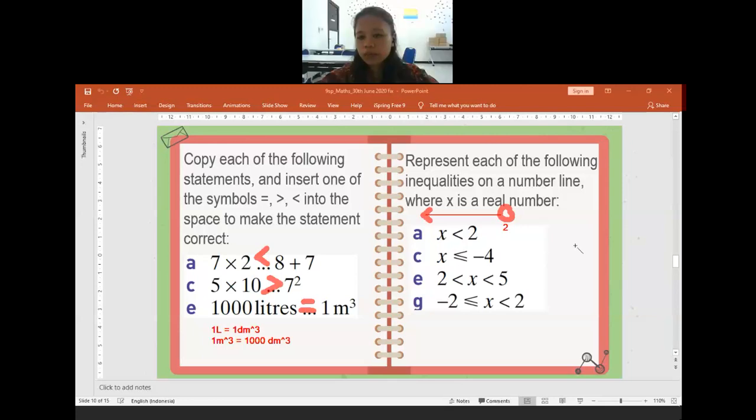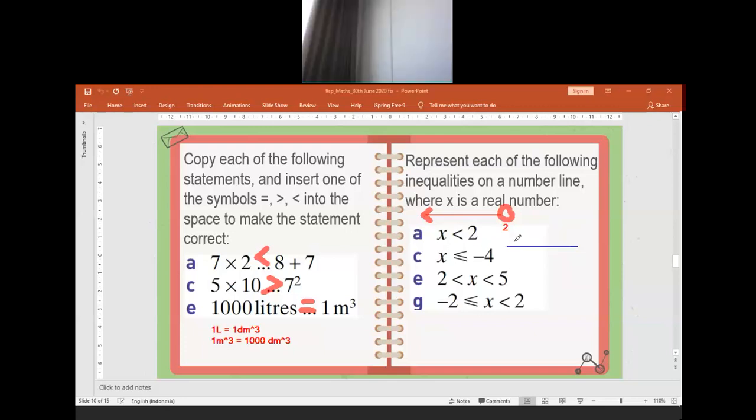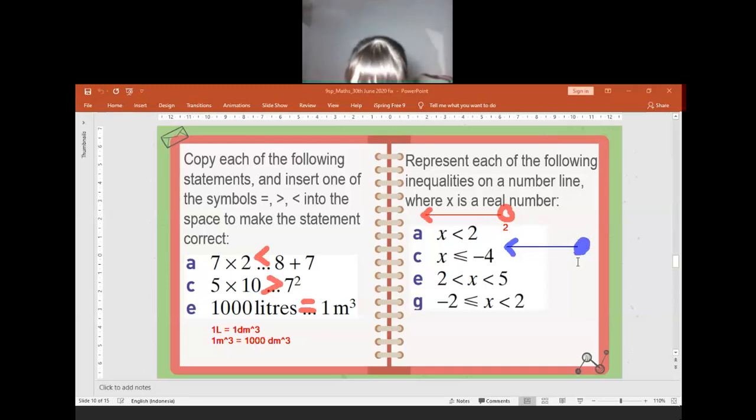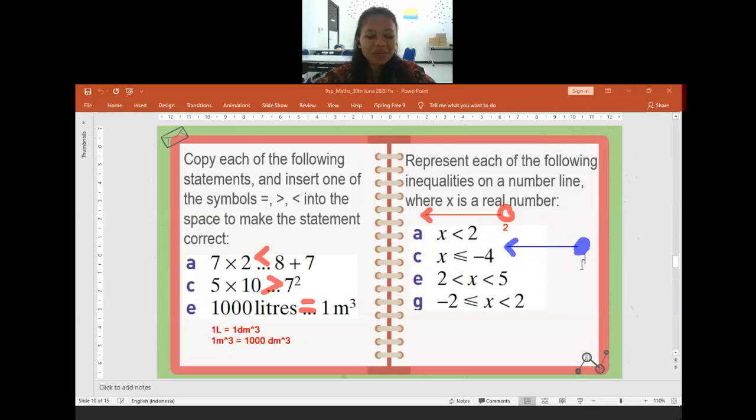Same, I will make a line first. After making a line, look at the arrow. Will the arrow go to the left or to the right? Left. So I will make the arrow, and then the circle will be shaded or unshaded? Shaded. Okay, so I will make it like this, and then what number is below the circle? -4. Okay, thank you. Is there anyone who has difficulties or is confused?